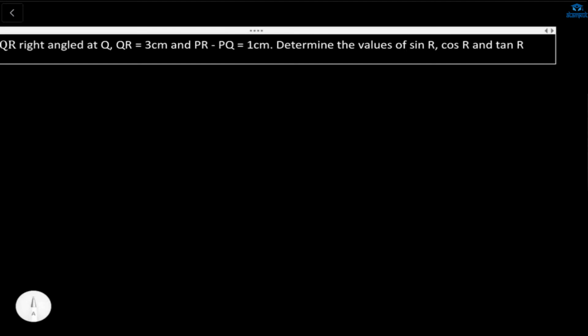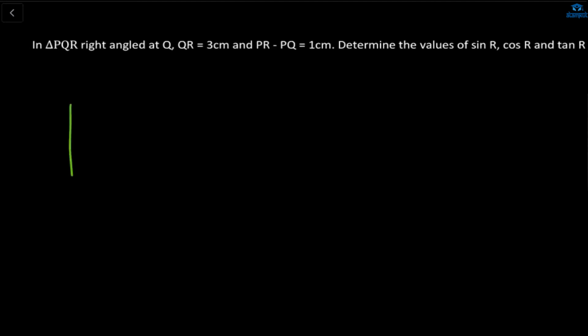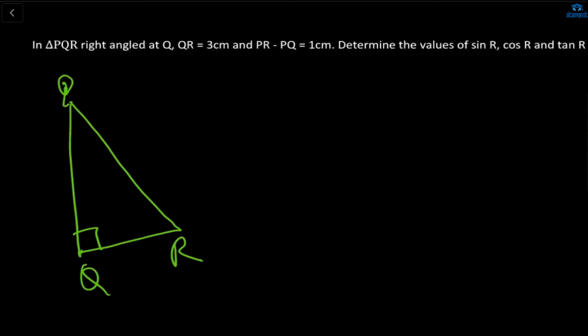Can anybody tell how we are going to solve this question? Let me take the diagram. PQR, so Q is 90 degrees. First we will mark QR as 3 centimeter. So this is 3 centimeter. Now it is not given what the PQ value or PR value is. It is given PR minus PQ is equal to 1 centimeter.